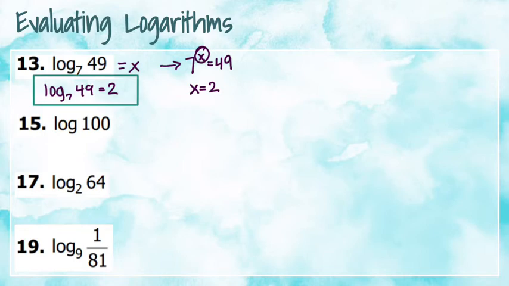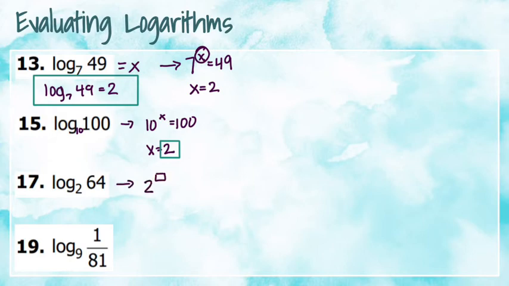So number 15, remember that when there's no base, it's assumed to be a 10. So 10 to what power equals 100? Once again, x equals 2. All right, now let's look at number 17.